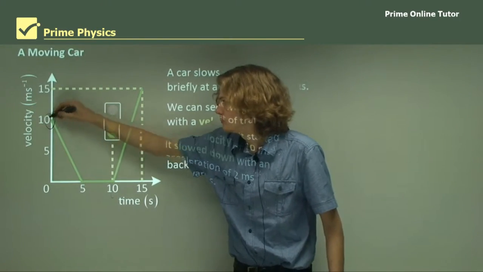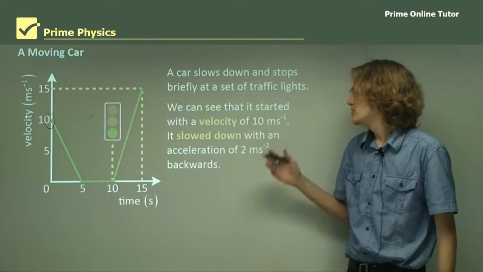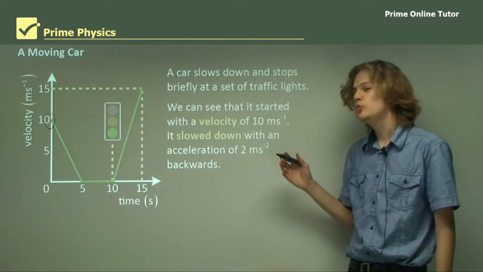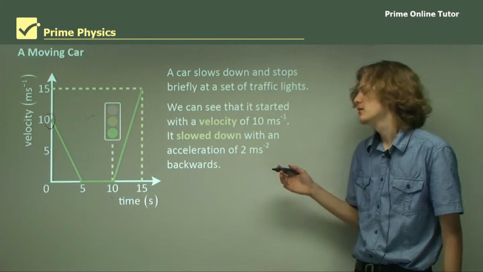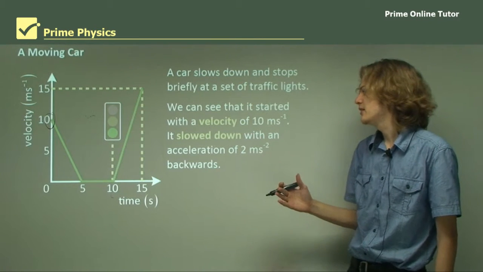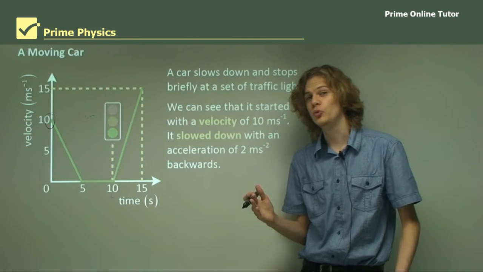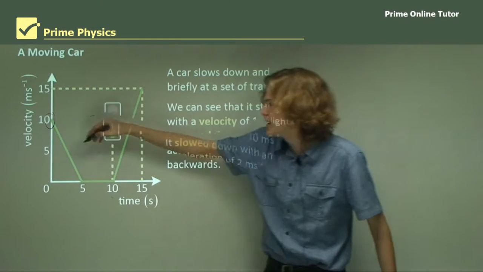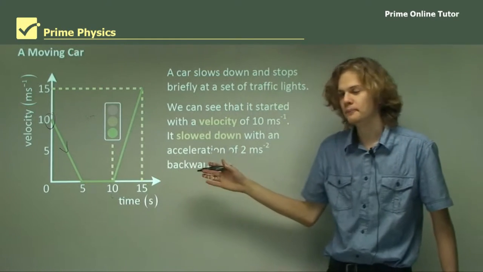So there's the starting position. It then slowed down with an acceleration of 2 meters per second backwards. 2 meters per second backwards means that it was experiencing acceleration in the direction opposite to which it was moving. And that means that we have a negative slope over here.